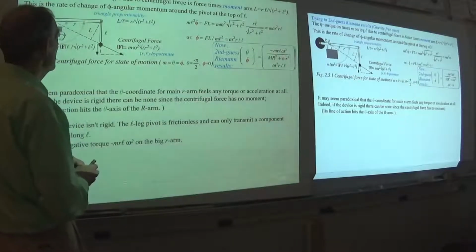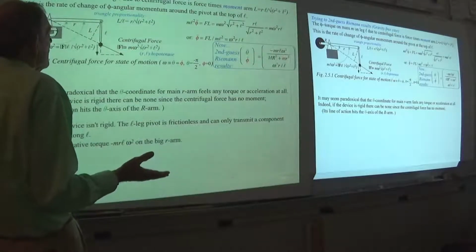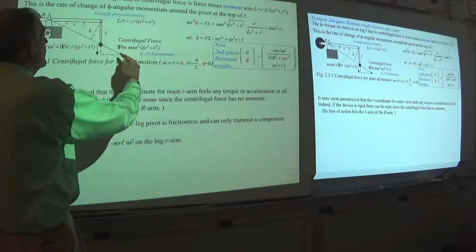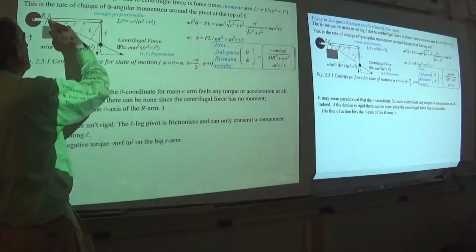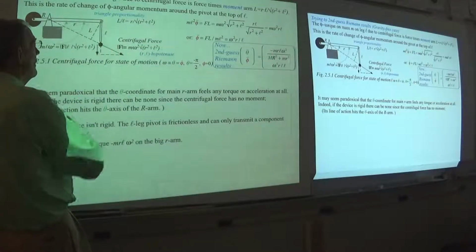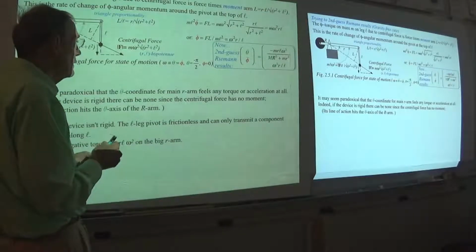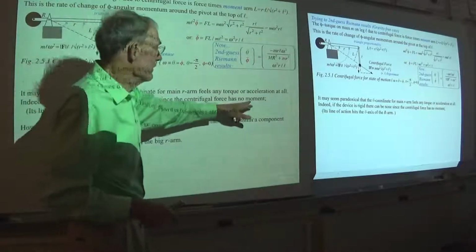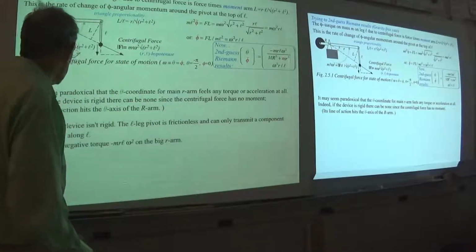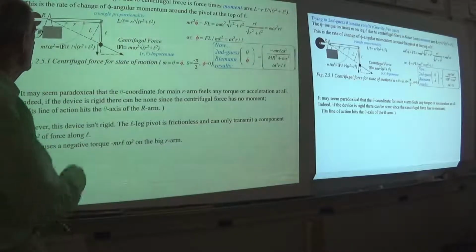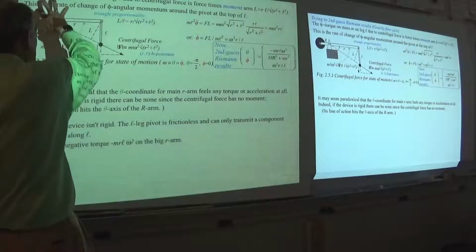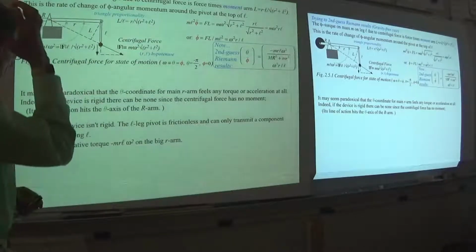And you would say it's not possible to have that happen, because this particular force vector goes right through this pivot point here, all right? So it has no lever arm. I'm not going to get anything. It has no moment, okay? And as I say, the line of action hits the theta axis, the axis of the big beam turning.